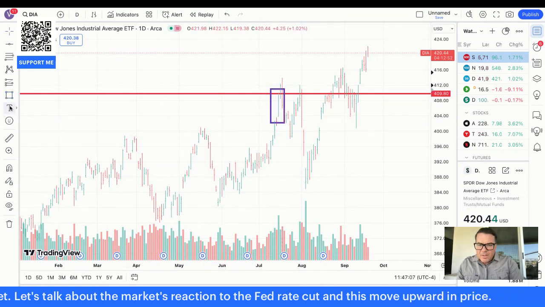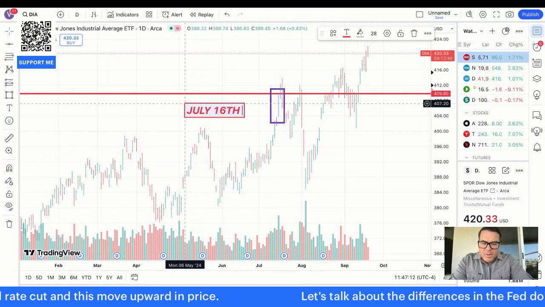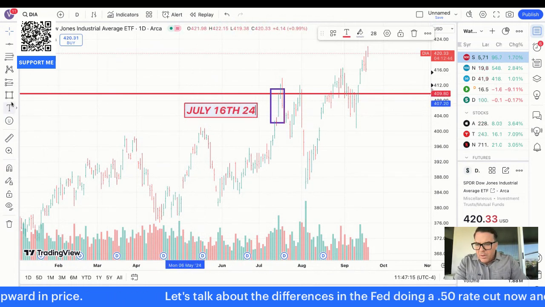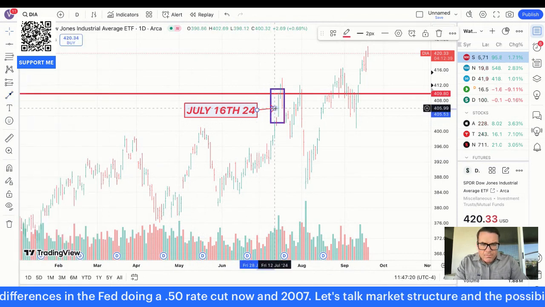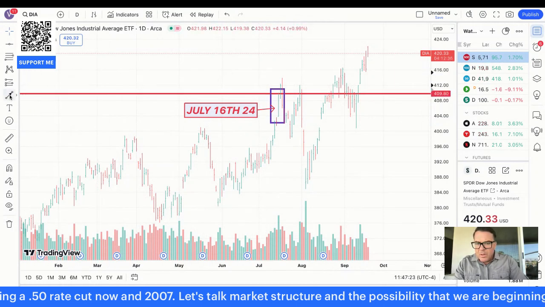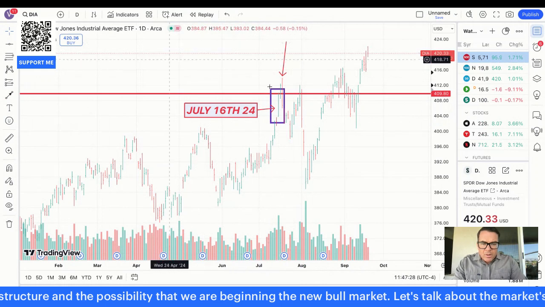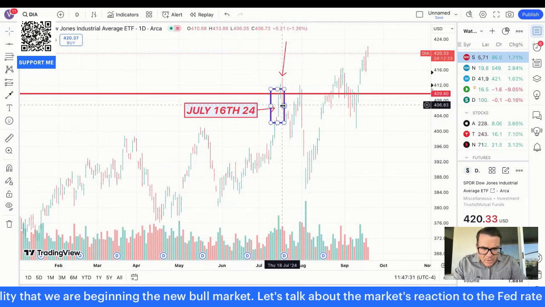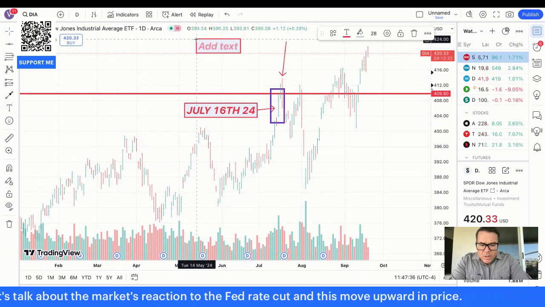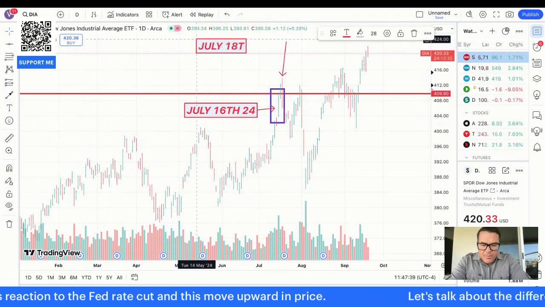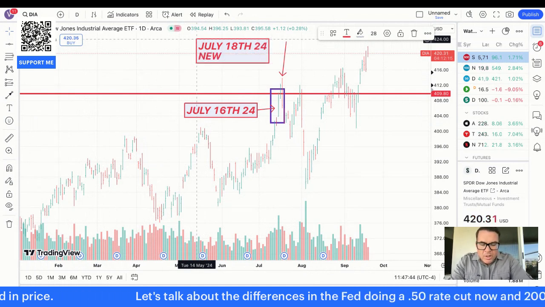July 16. Sorry, I know this takes a minute, but it is worth it. July 16th, 24. Let's go ahead and give us an arrow right there. You have a new high on July 18th. July 18th, 24, new high.